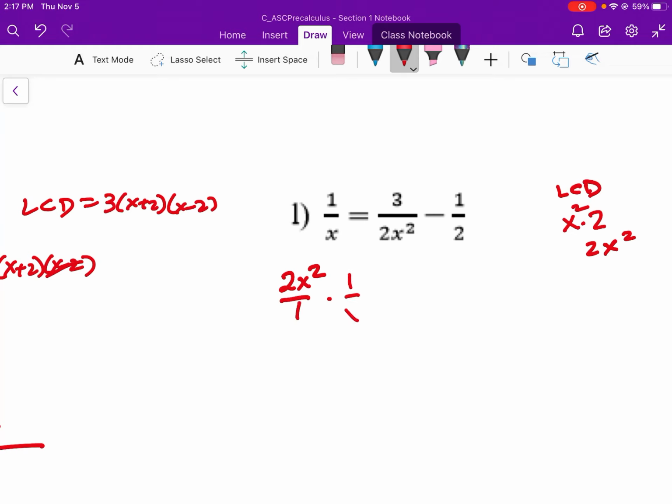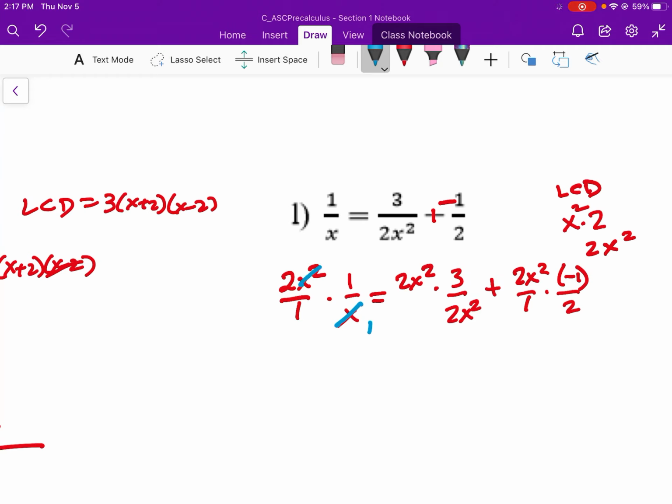So 2x squared times 1 over x equals 2x squared times 3 over 2x squared. I'm going to change this, make that a negative 1. So plus 2x squared over 1 times negative 1 over 2. I just hate to lose that negative sign. So now I'm going to cancel. X goes into x squared x times, so this is plain old 2x equals, the 2x squareds cancel, I have 3 plus, the 2 cancels here, and then this is really negative 1x squared.